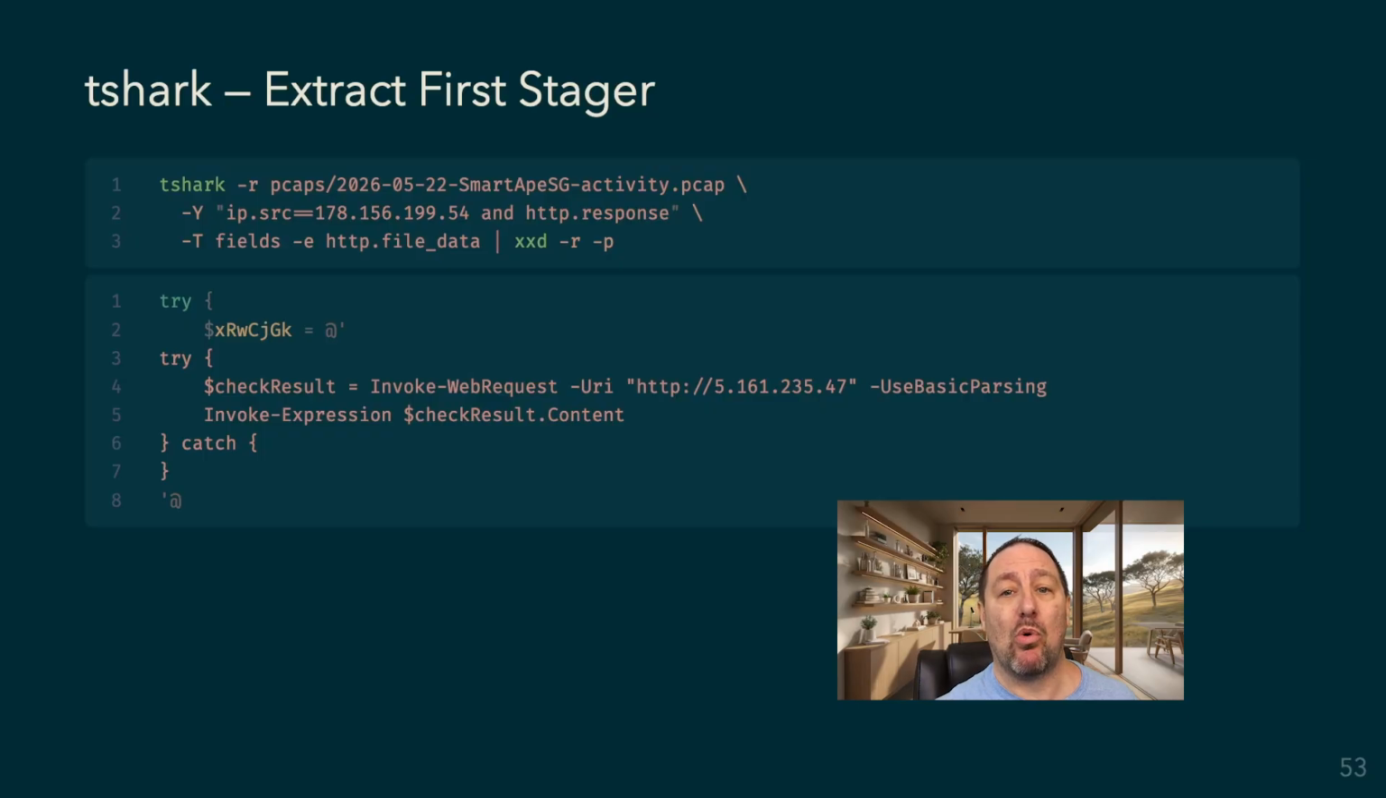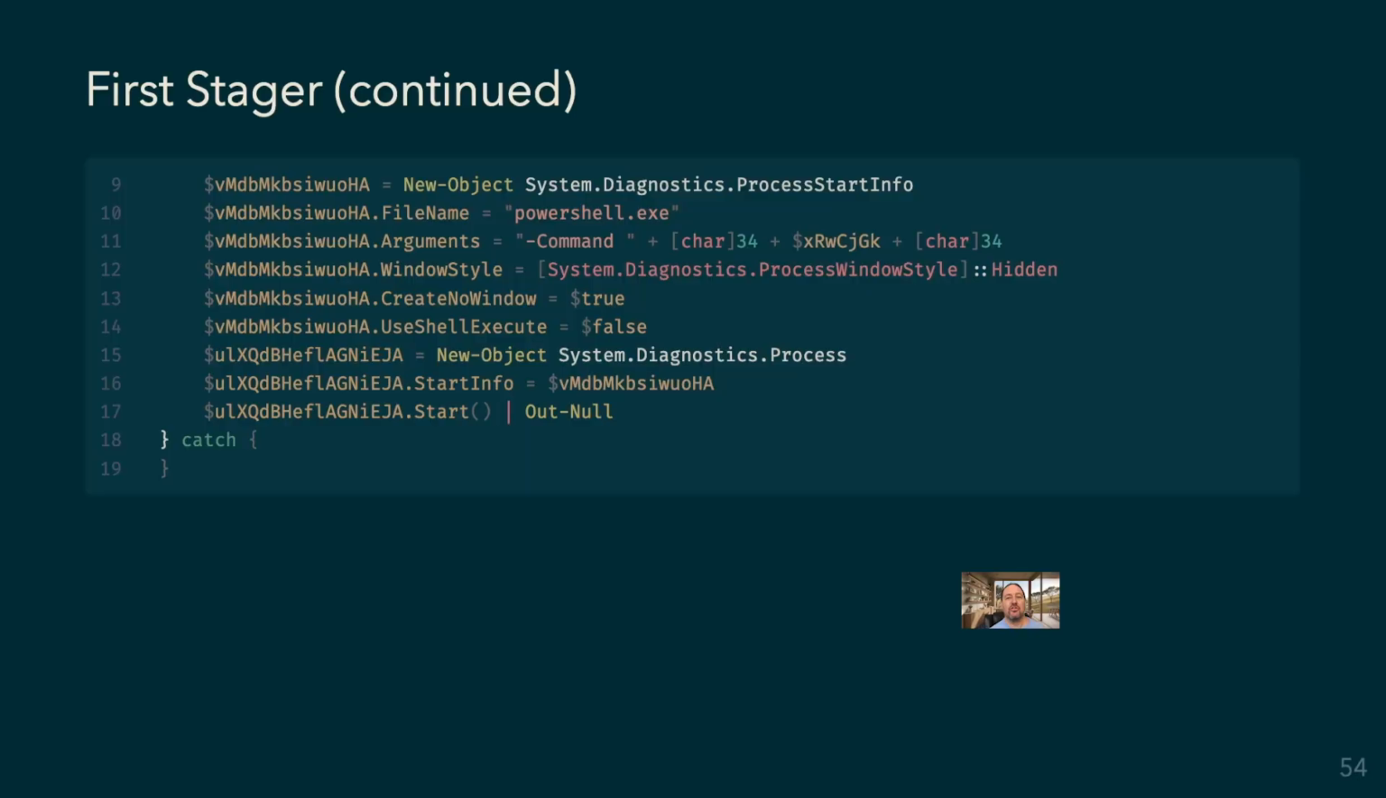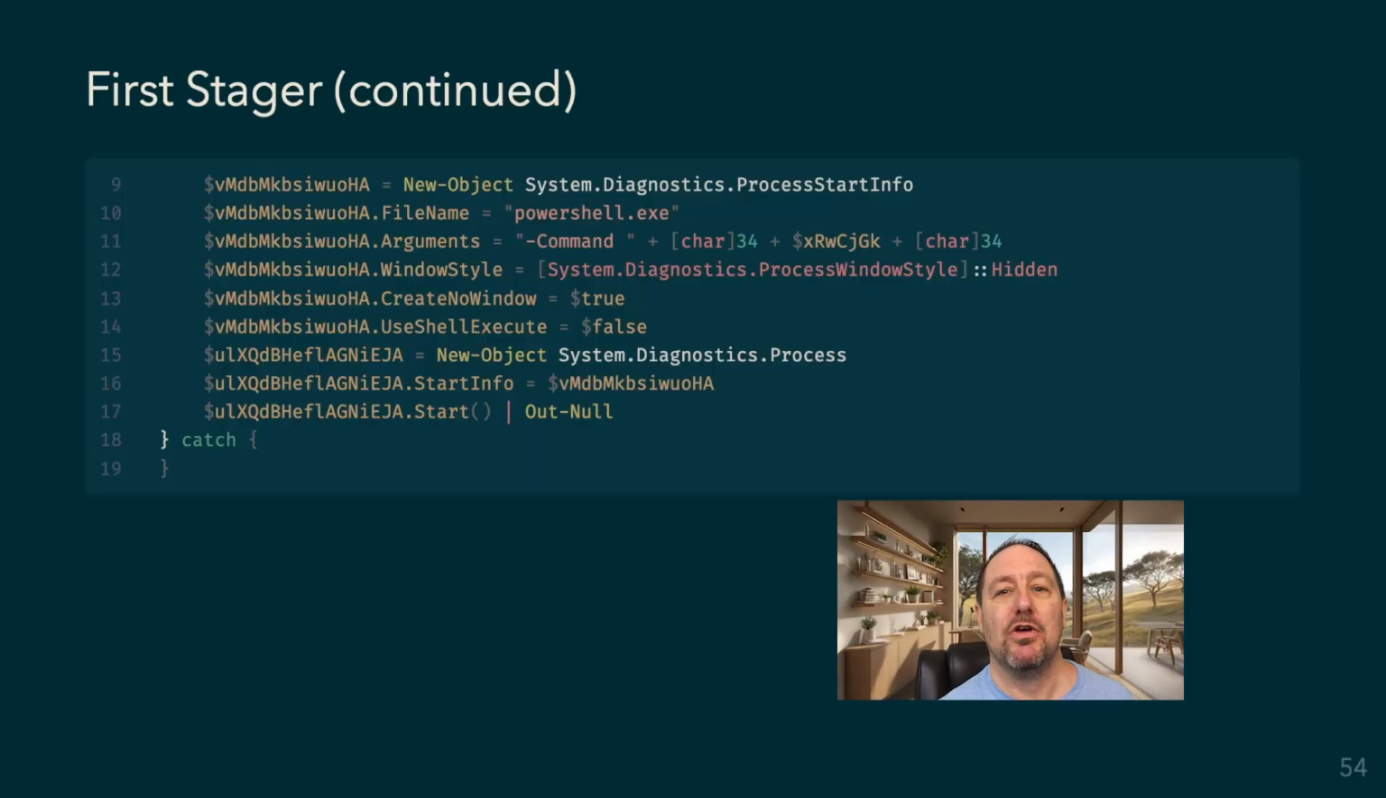So the outer portion of this script wraps it in a process object, which the next slide is going to show us the details. This is like malware Russian nesting dolls. So looking at the rest of this script, we see it creates a hidden PowerShell child process with things like WindowStyle Hidden, CreateNoWindow true, UseShellExecute false, and then it calls Start.